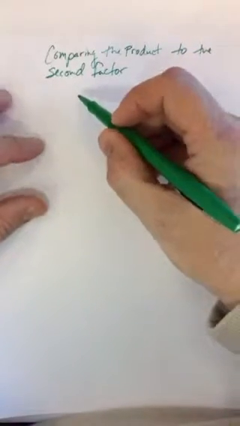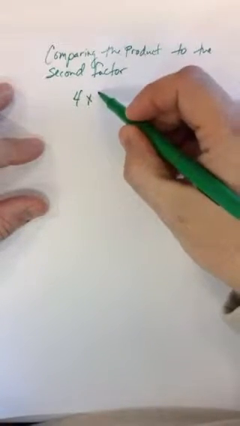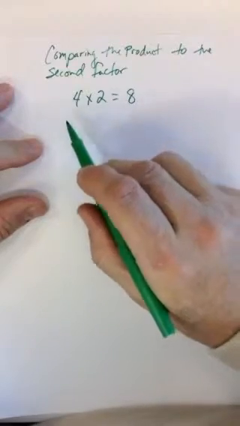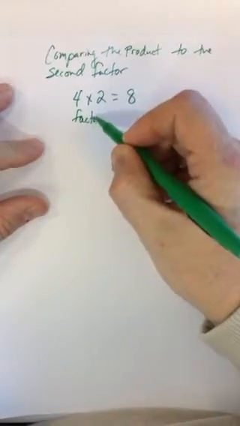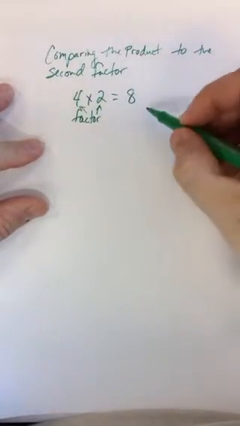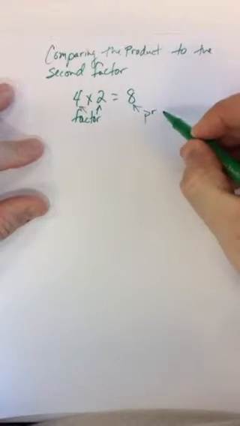In a basic multiplication problem, if I have something like 4 times 2 equals 8, the factors for this problem would be the numbers that you are multiplying. So 4 is a factor and 2 is a factor. The answer to a multiplication problem would be called a product.